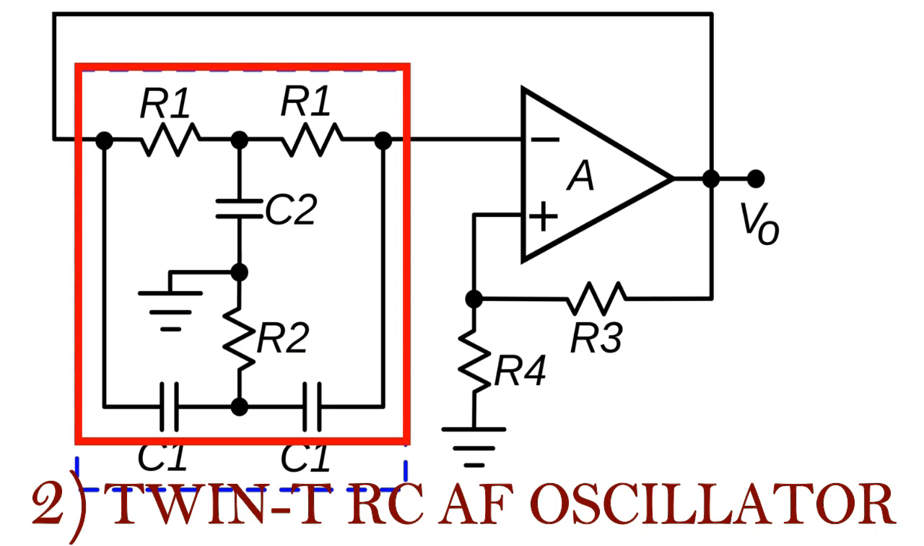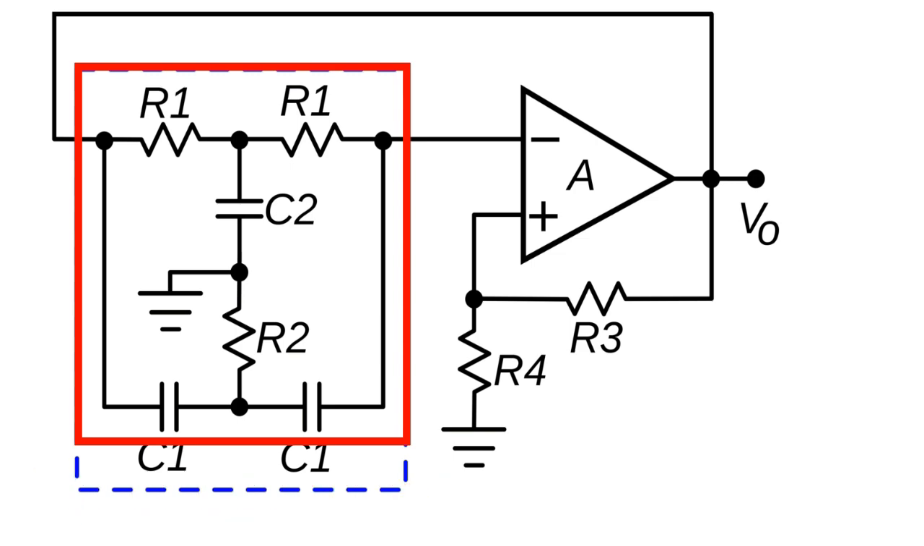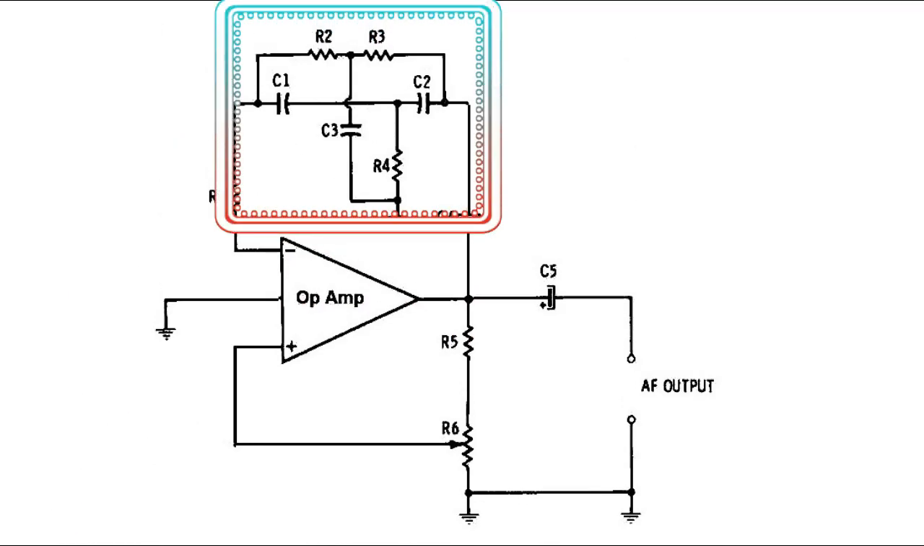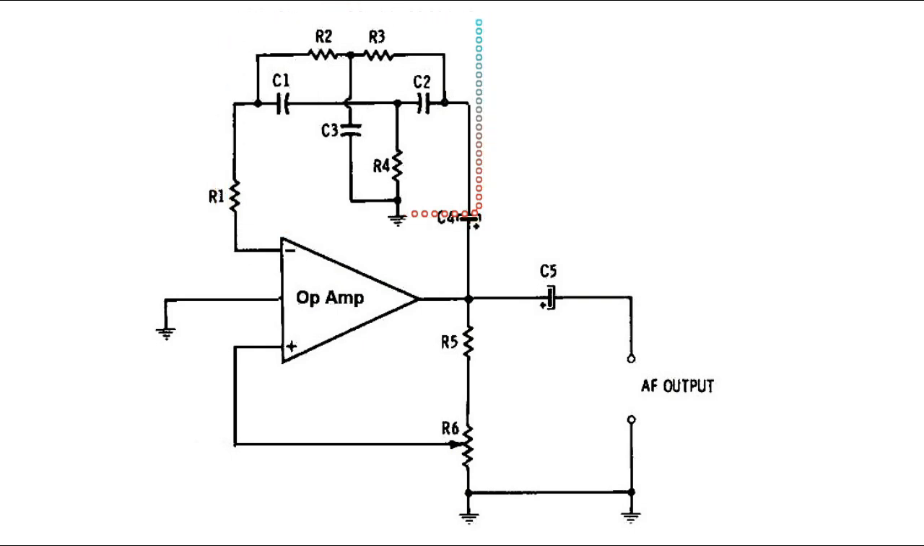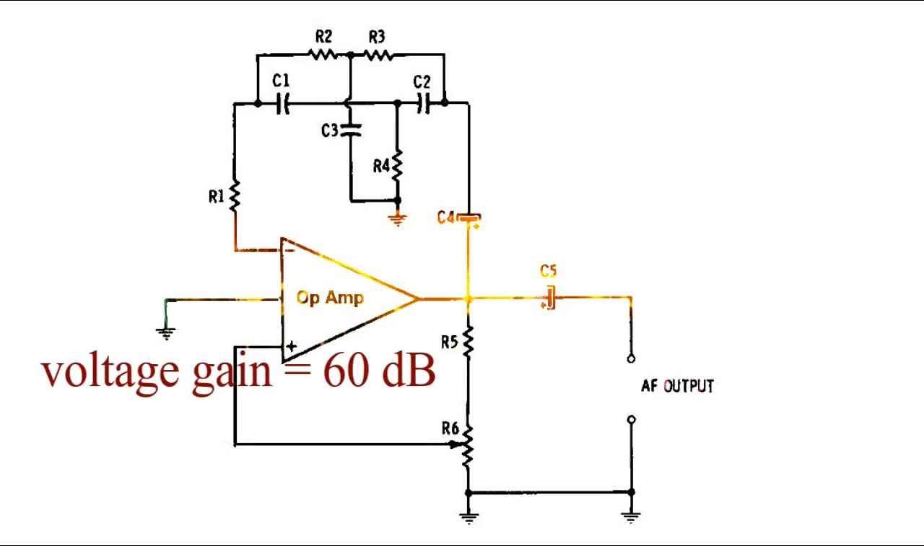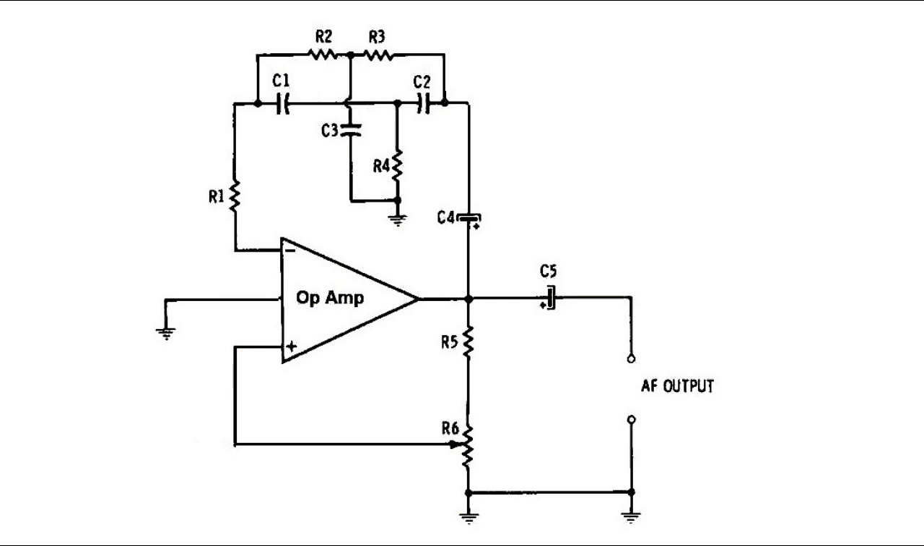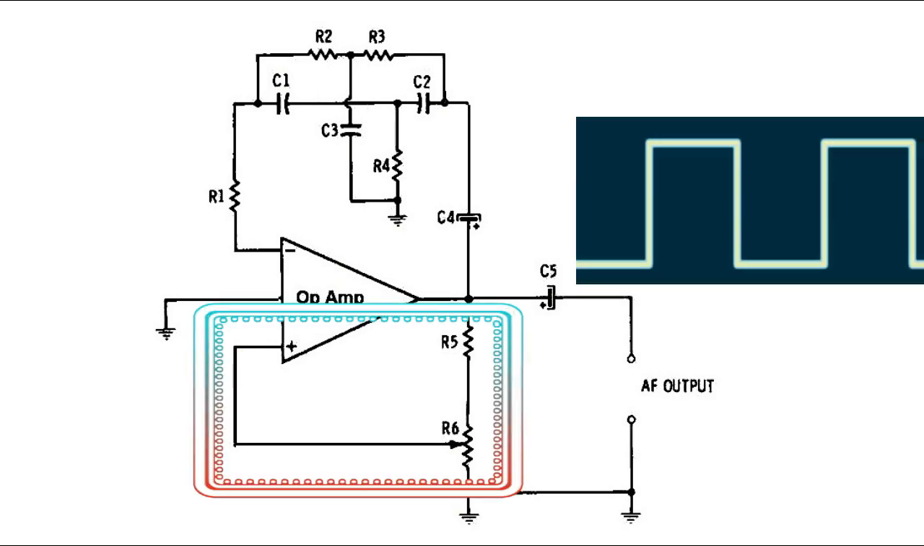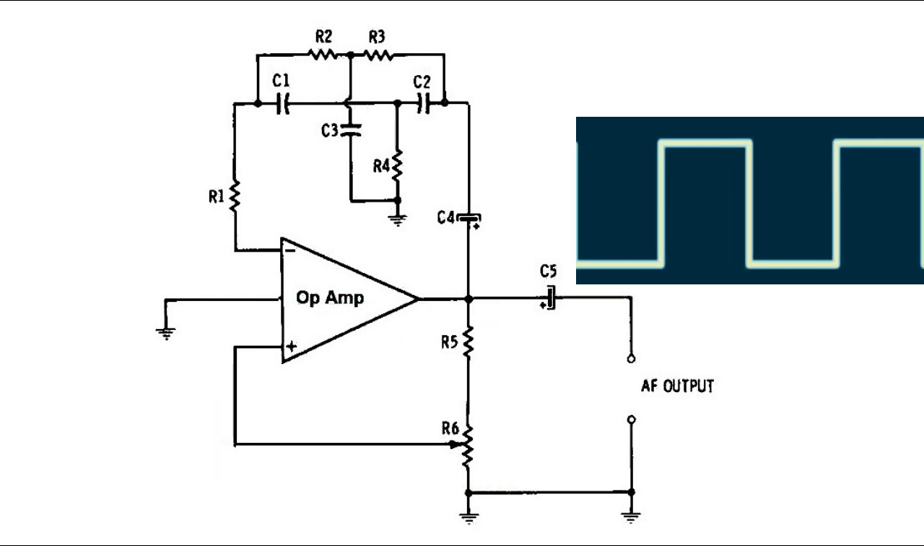Two, Twin-T RC-AF oscillator. The circuit illustrates the resistance-capacitance tuned AF op-amp oscillator Twin-T null network. This is implemented through the RC network of C1, C2, C3, R2, R3, R4, which decides the frequency level of the output. The op-amp IC needs to have a voltage gain of 60 decibel. This setup is basically an intensely tuned AF amplifier on which a positive feedback is introduced so that it begins oscillating.